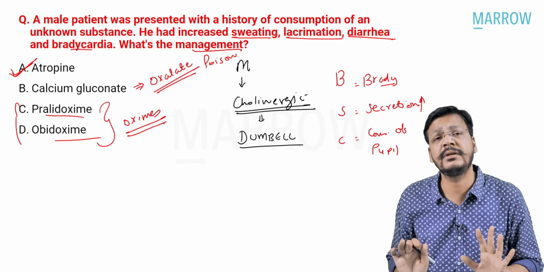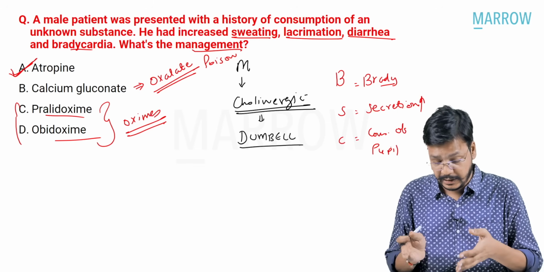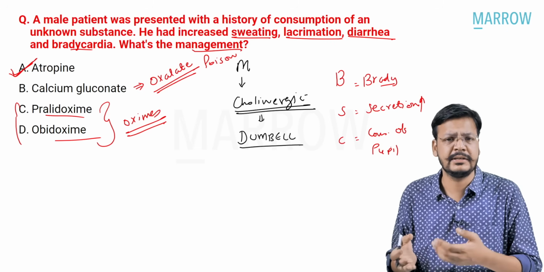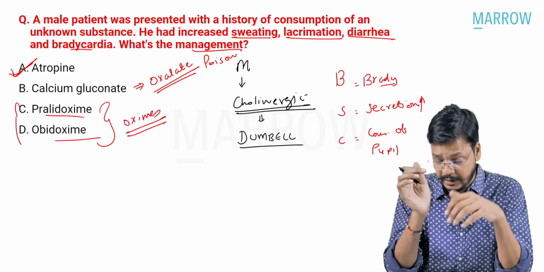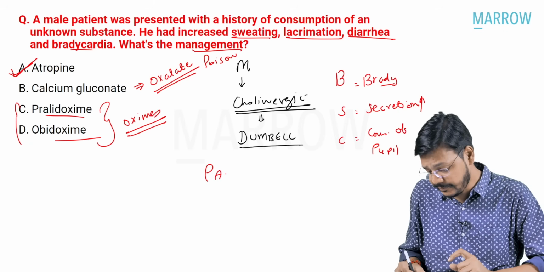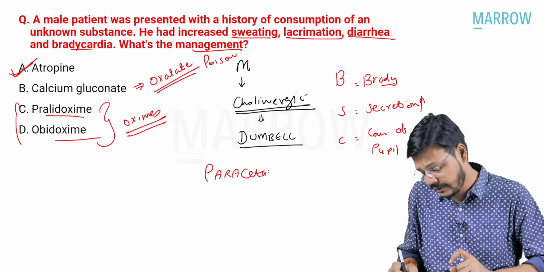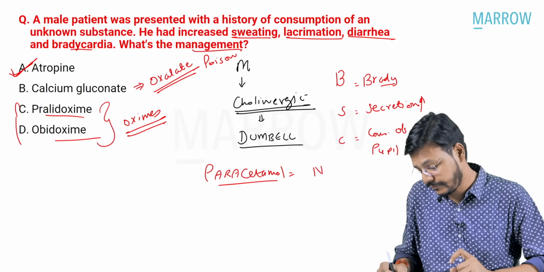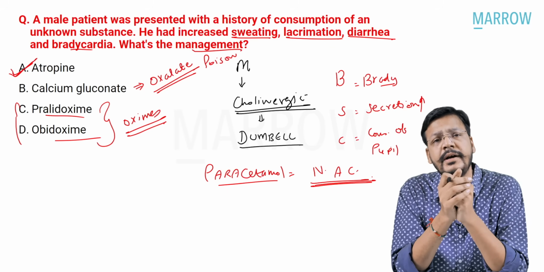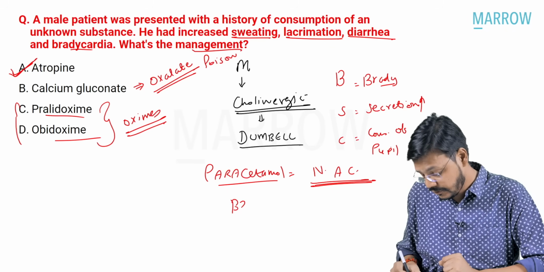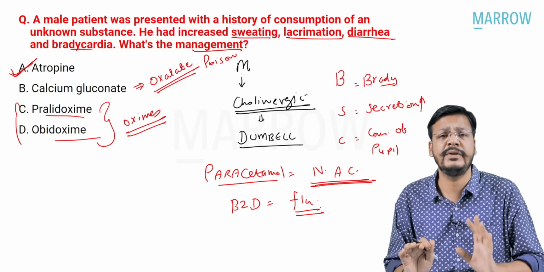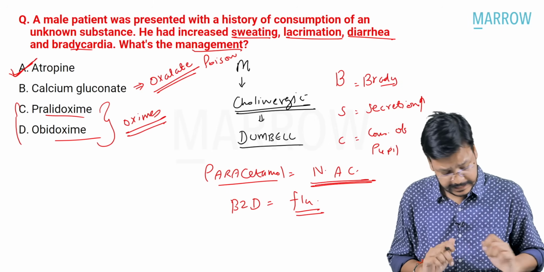And also, many times the question comes regarding the antidote. Atropine is for cholinergic symptoms. Obidoxime can also be used for this. In oxalate poisoning, we use calcium gluconate. Even one question regarding paracetamol poisoning, we use N-acetylcysteine, a very important antidote. For benzodiazepine, we use flumazenil. So many antidotes. One question of the antidote always comes in the exam. So be careful.